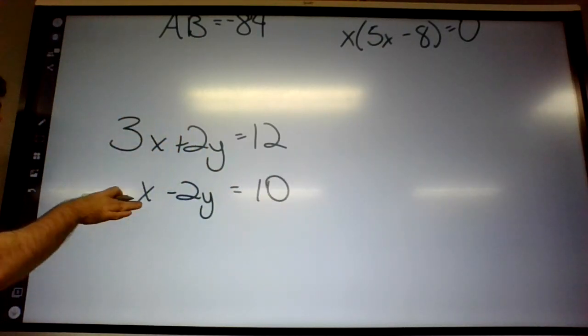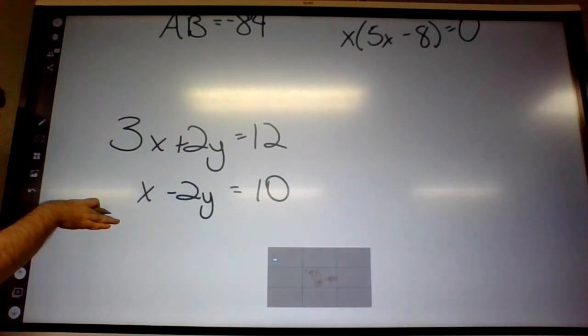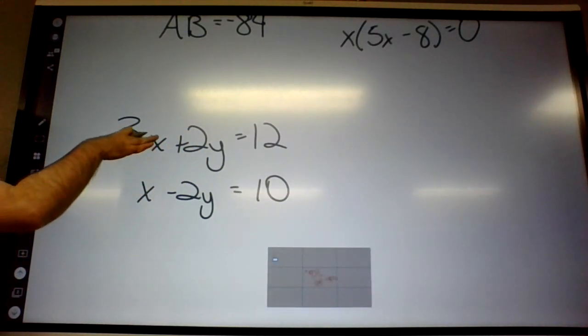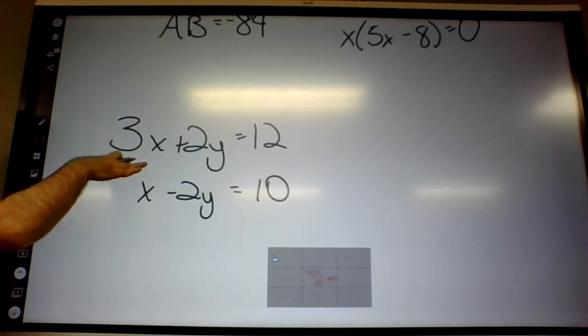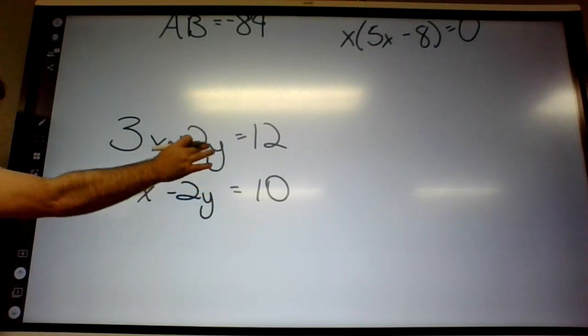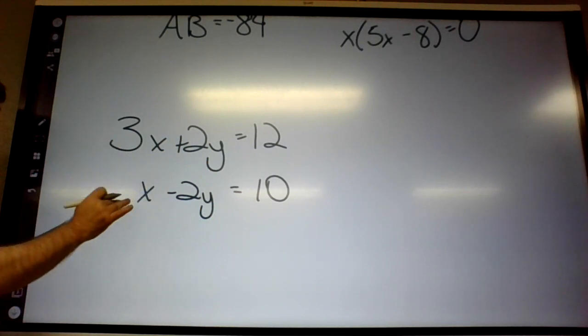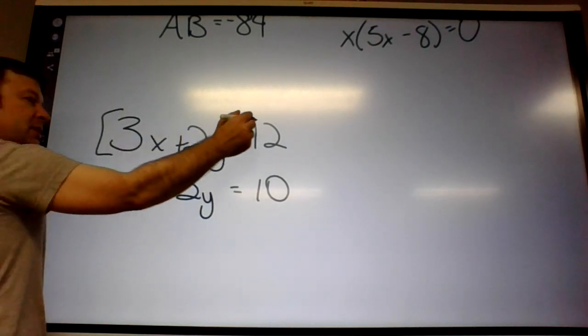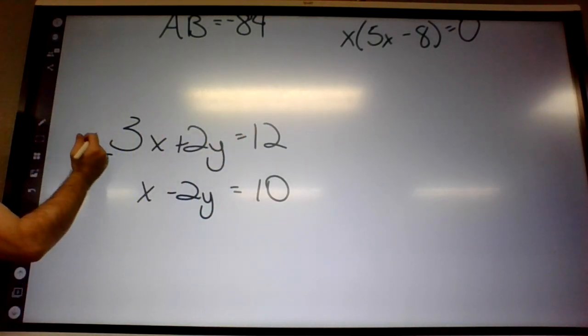You guys remember solving problems like this? One way we solved it was called elimination. You add the two lines together, then like the y's go away, they get eliminated. Sometimes we had to multiply one line. Oh, you guys remember that?